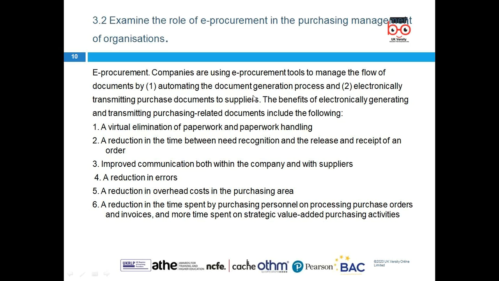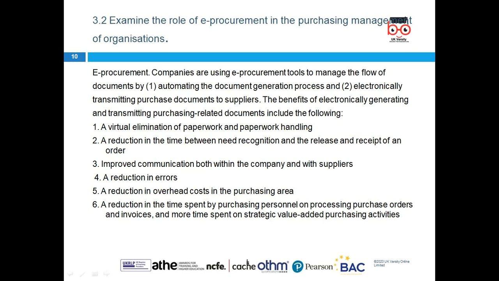The benefits of electronically generating and transmitting purchasing-related documents include, for example, QuickBooks, which links with HMRC. We can see how many things we purchased and sold, and automatically calculate how much tax we are supposed to pay to the relevant tax authority. There is virtual elimination of paperwork and paperwork handling, which was a huge problem: how we could store the paperwork.